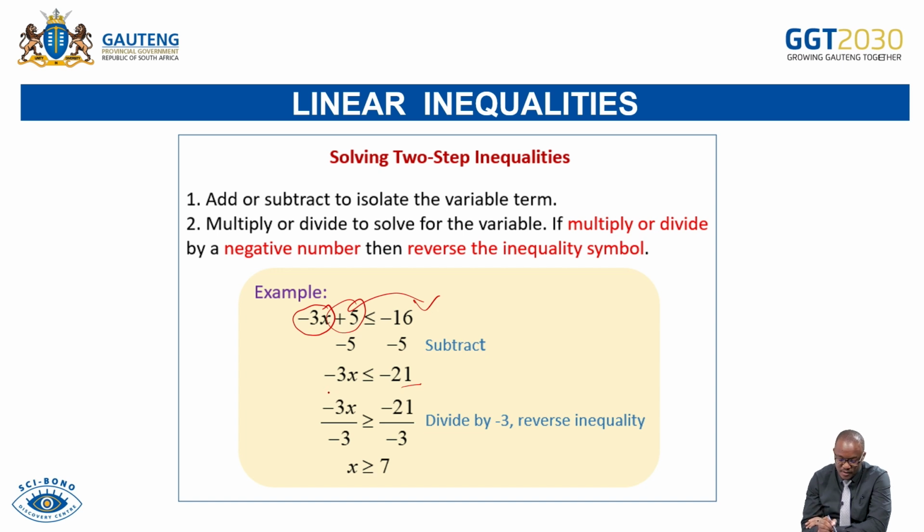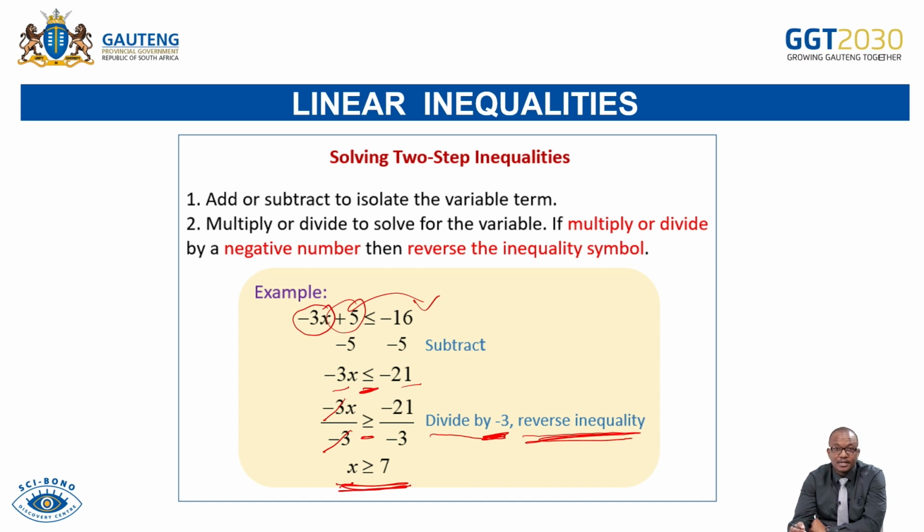And as we are solving for x, we must divide both sides by negative 3. Then the minute you divide by negative 3, you reverse the inequality. So what does it mean? It means the inequality sign changes the direction. You can see at this moment here that it was less than or equal to. Then now, after dividing with a negative, it changed to greater or equal to. Then the answer here will be x is greater or equal to 7.